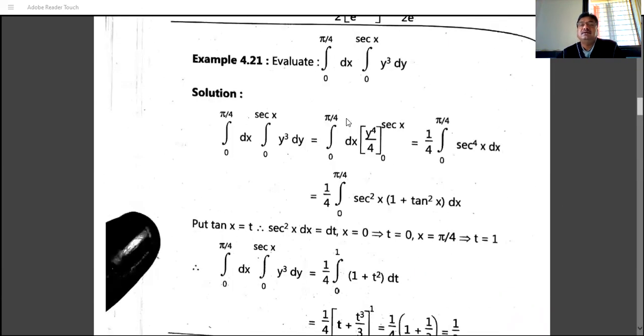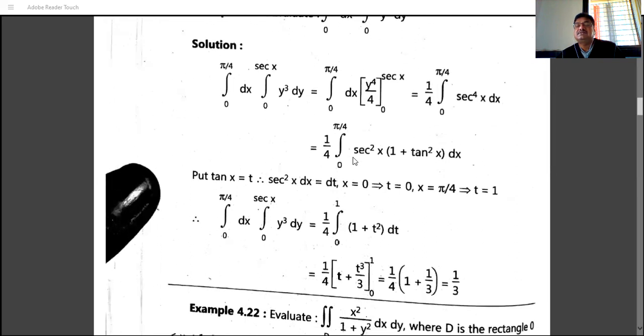Then the next example is evaluate integration 0 to pi by 4 dx, integration 0 to sec x of y cube dy. That is, first integrate y cube with respect to y. So it's y raised to 4 by 4, 0 to sec x. Substitute y as sec x, we have this. Substitute y as 0, we have the answer 0. And then integration 0 to pi by 4 of sec raised to 4 x dx is what?